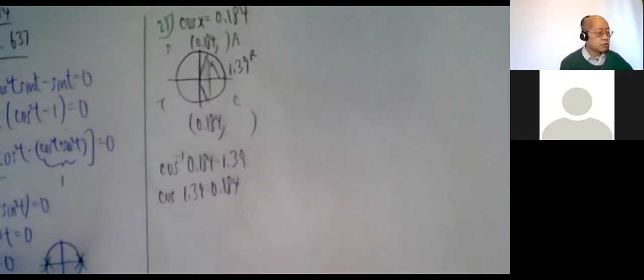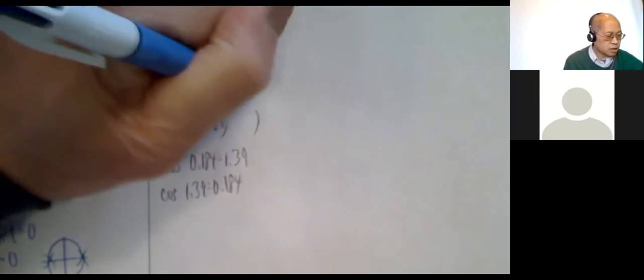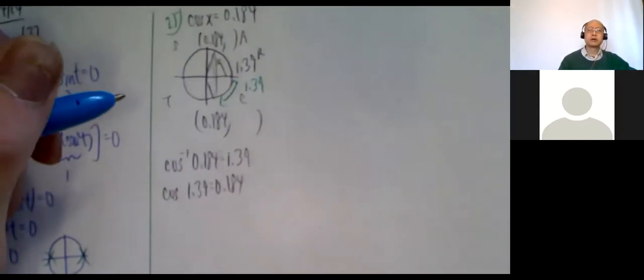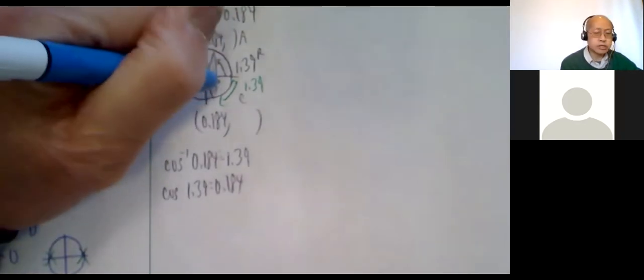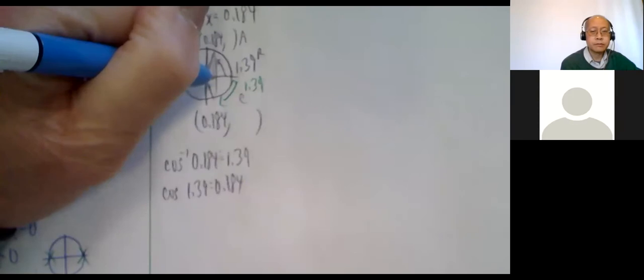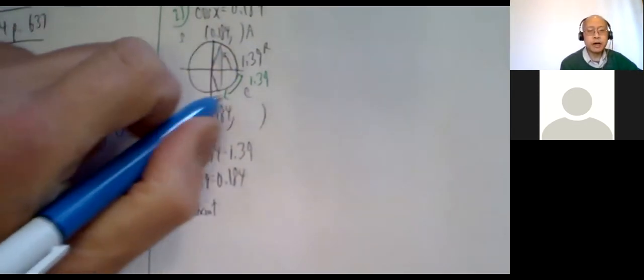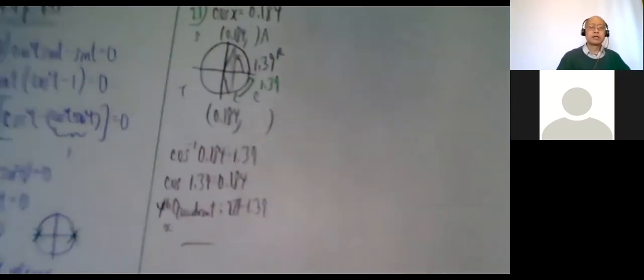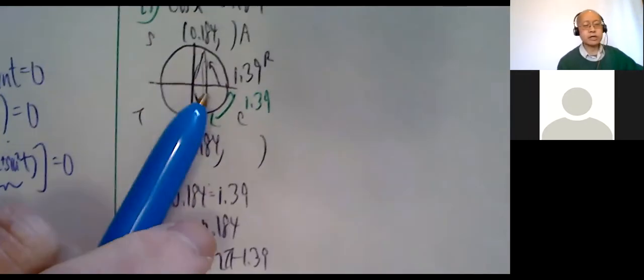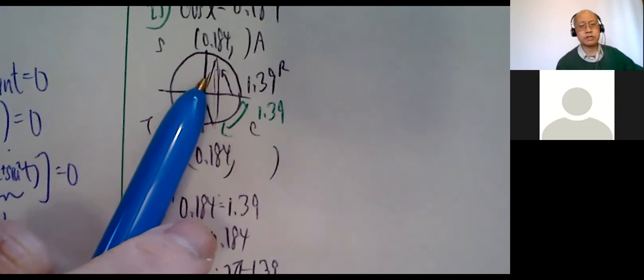So how do I find this angle? Well, you know by symmetry that this angle here is also 1.39. If I go all the way around the circle, that's 2 pi. So the fourth quadrant angle that I want, let me write down, fourth quadrant is 2 pi minus 1.39. Okay. The calculator is not going to give you that. You have to figure that out. The calculator only gives you the quote unquote nice angle, in this case, the first quadrant angle, which makes sense.